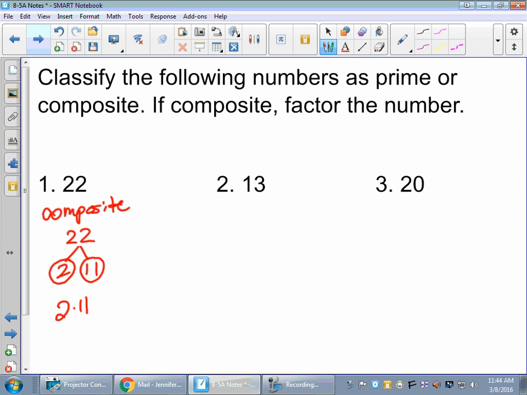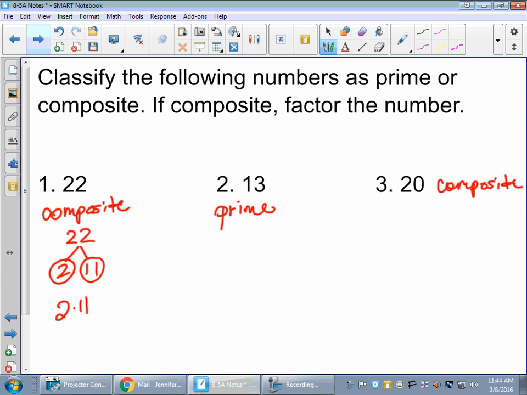13, I can't think of any number that goes into 13, and that's right, because it's prime. The only numbers that go into 13 are 13 and 1, so it's called a prime number. 20, I can think of several offhand. It's even, so I know 2 goes into it. It's composite.